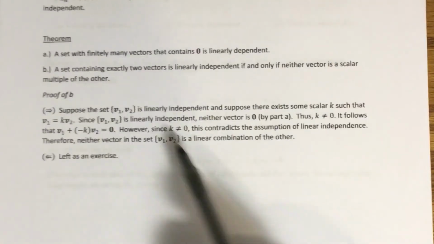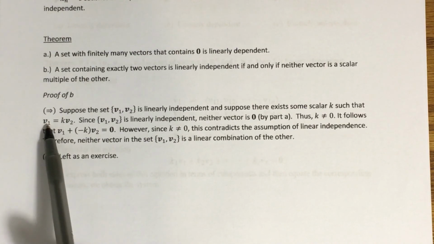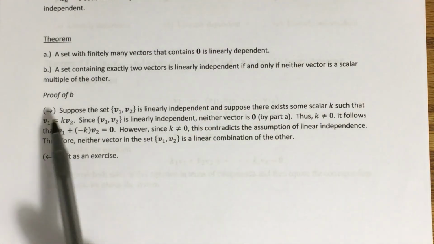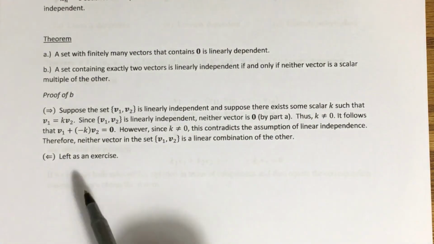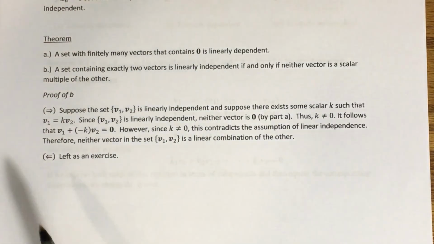So that contradiction means that this additional assumption here, that v1 and v2 are scalar multiples of each other, must be false. That proves part B of this theorem. Okay, we'll pick this up where we left off in the next video.